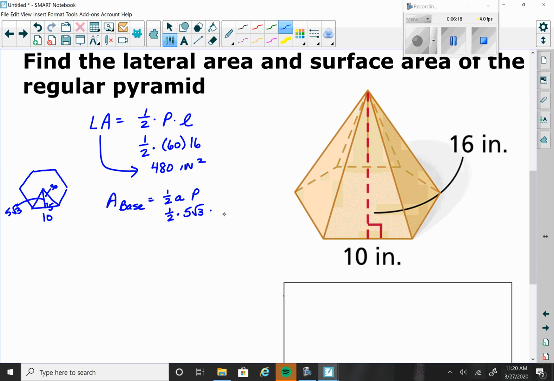10 times 6 is 60, right? All the way around that hexagon is 60. So again, half of 60 is 30. 30 times 5 is 150. So I get 150√3 for the area of that hexagonal base.